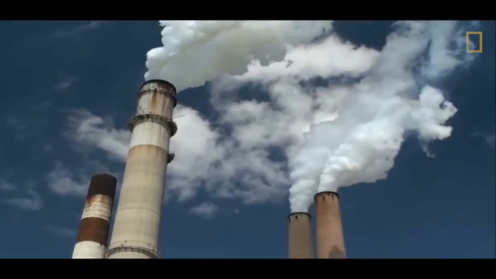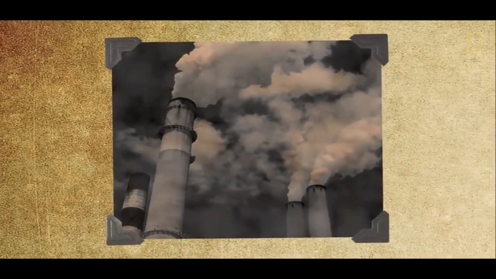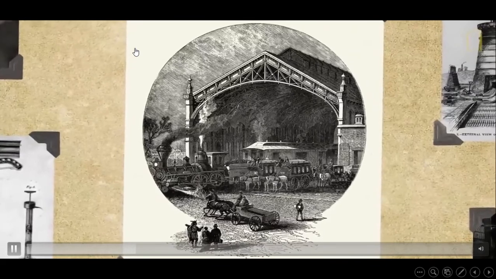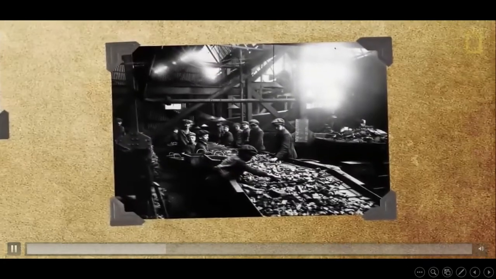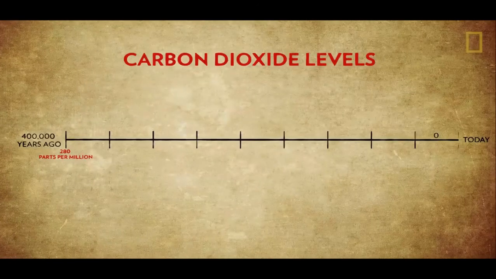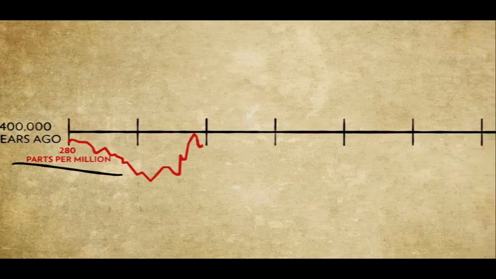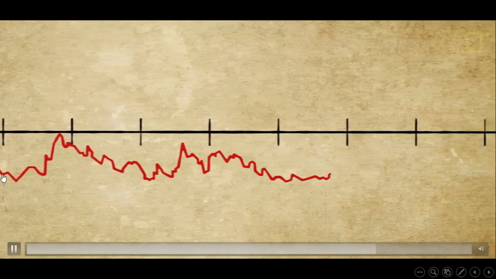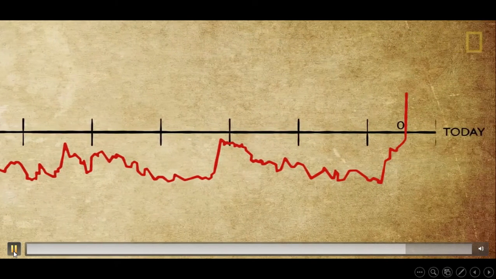Human activities, like the burning of fossil fuels, have increased the amount of CO2 in the atmosphere by more than a third since the Industrial Revolution. The rapid increase in greenhouse gases in the atmosphere has warmed the planet at an alarming rate. While Earth's climate has fluctuated in the past, atmospheric carbon dioxide hasn't reached today's levels in hundreds of thousands of years.